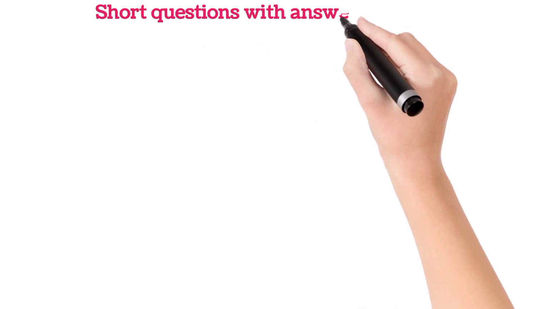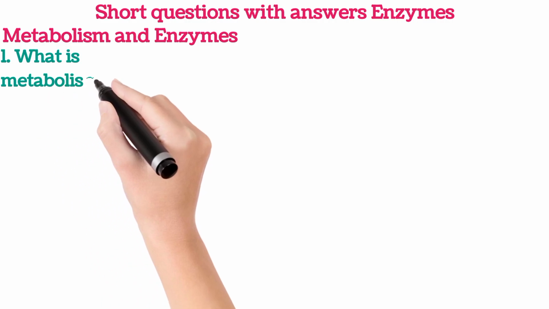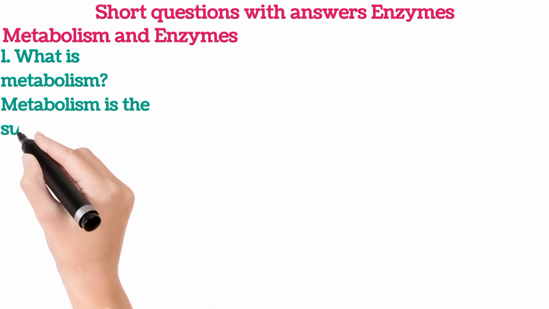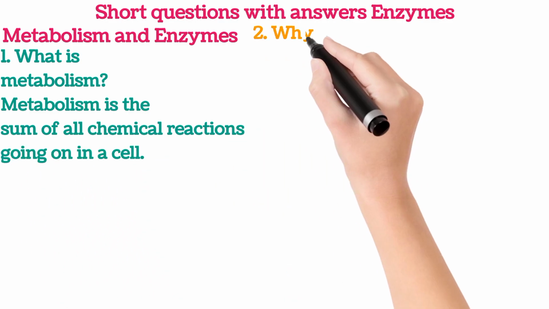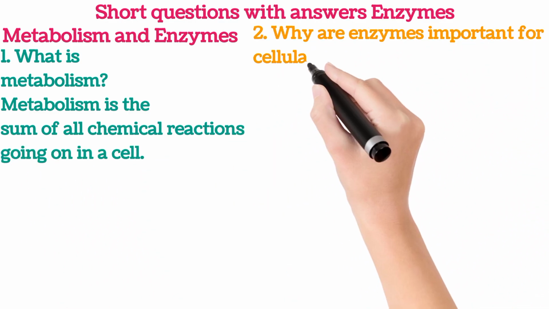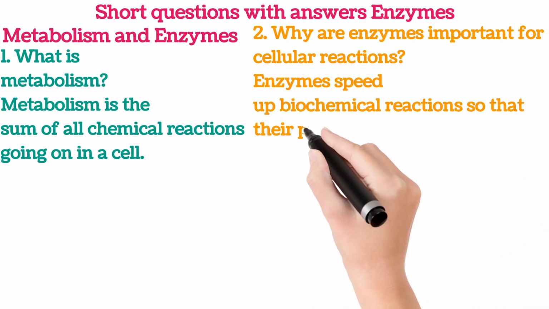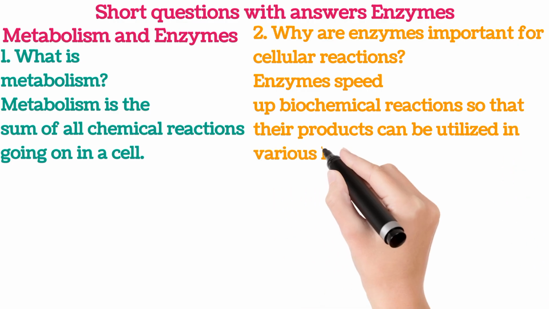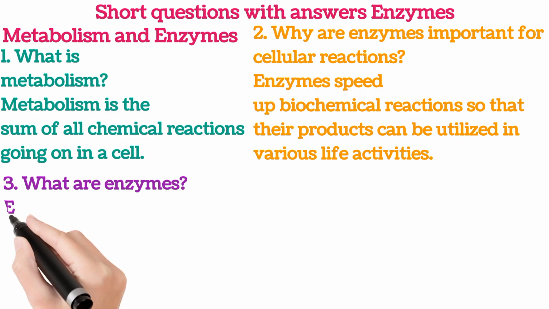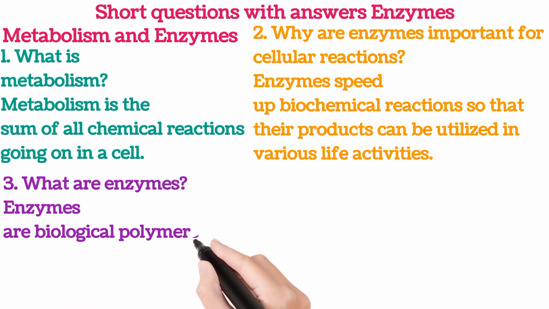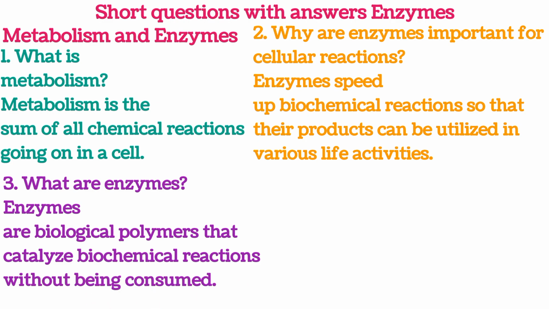Short questions and answers. Metabolism in enzymes. 1. What is metabolism? Metabolism is the sum of all chemical reactions going on in a cell. 2. Why are enzymes important for cellular reactions? Enzymes speed up biochemical reactions so that their products can be utilized in various life activities. 3. What are enzymes? Enzymes are biological polymers that catalyze biochemical reactions without being consumed.